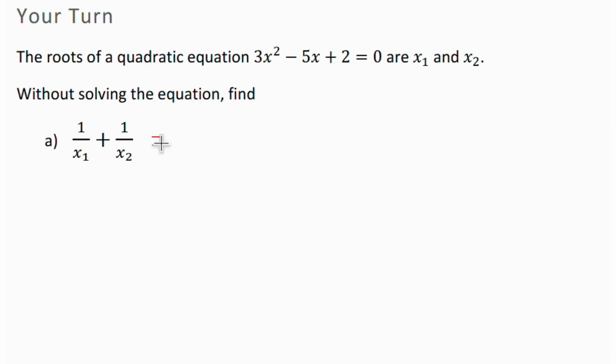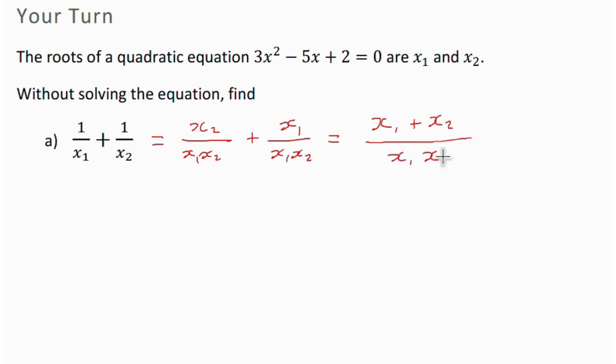So to start with, let's just manipulate this fraction. To add these fractions together, we need a common denominator. So we're going to have x2 over x1 x2 plus x1 over x1 x2. Now we can add these fractions and we get (x1 + x2) over x1 times x2.